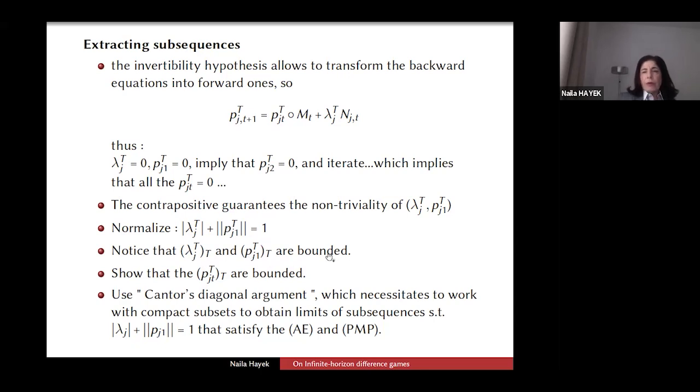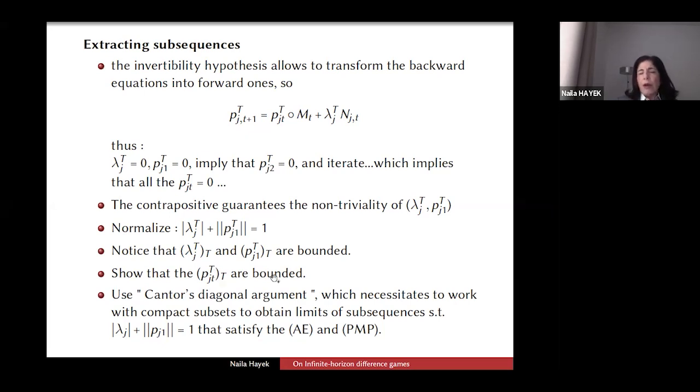Now, having this result, after some work, we can show that the PJTs are also all bounded. Because here I only have that PJ1 is bounded, so I have then that for every small t, we can have that these are bounded. For every small t, the sequence indexed by big T will be also bounded.